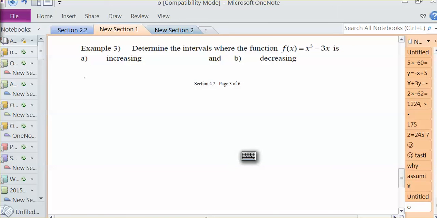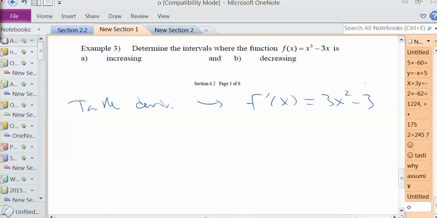So what you want to do for these problems is take the derivative, which is very easy, 3x squared minus 3, and we're going to set it equal to 0.